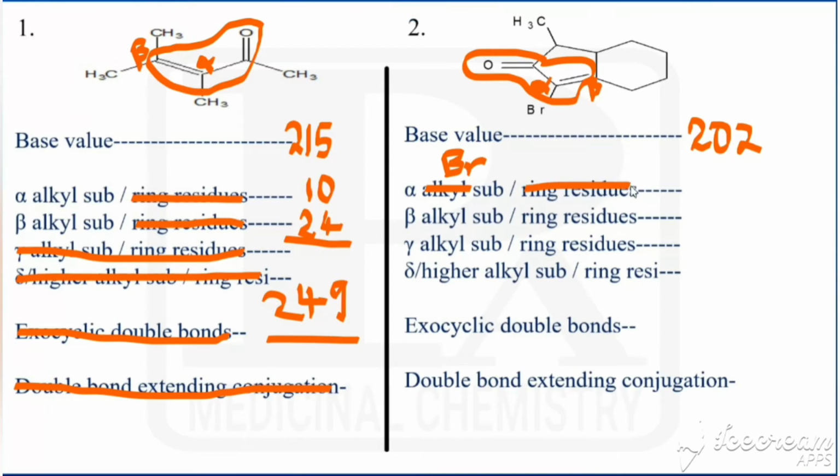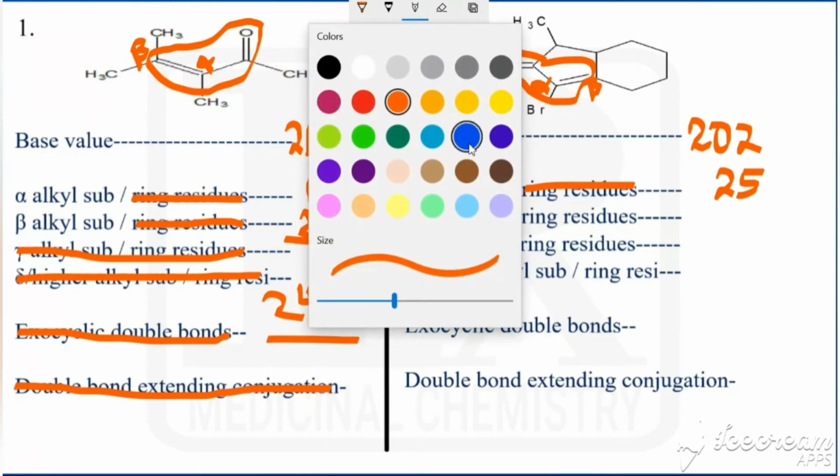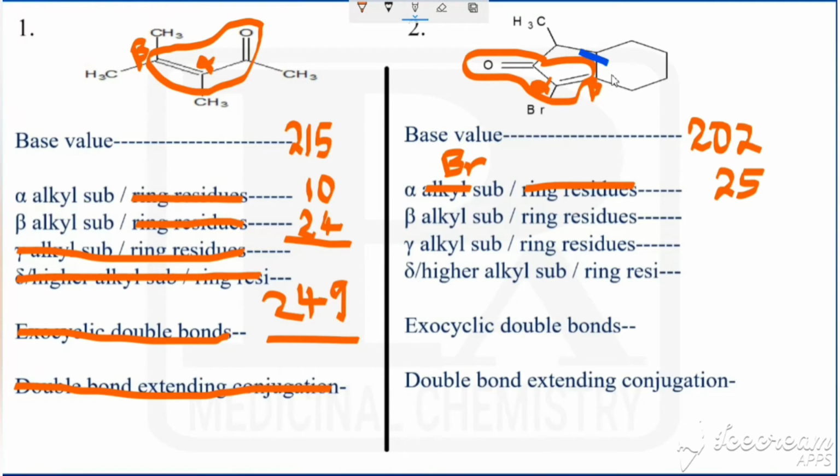For alpha bromine, what is the value we have to add? That is 25, by using the table. And coming to the beta, it is not having substituents, but it is having ring residues. So this is one ring residue, this is one ring residue. According to beta, 2 ring residues are there. For one ring residue, we have to add 12. So for 2, it is 24. So we have to add 24.